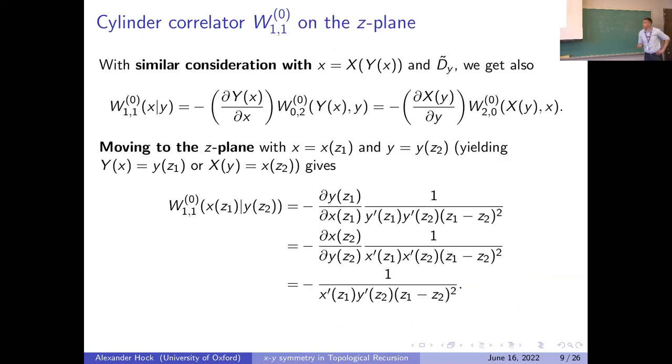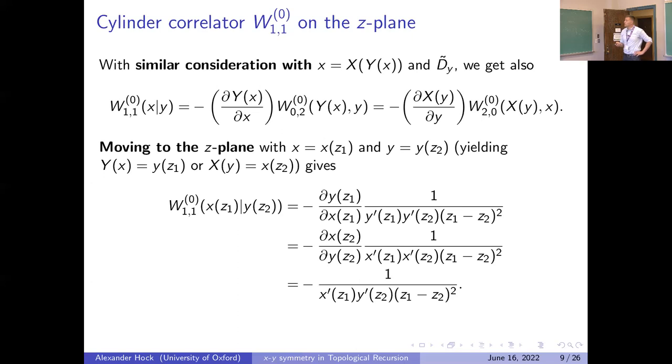Okay, we can go one step further. Or you can do first of all the same by acting with d tilde y on x on this function, and you see at the end it's the same result. And what we can then do is we can move to this z-plane. So we insert for x just x of z1 and y of z2, which means that capital Y of x is y of z1, and capital X of y is x of z2. Just insert it here, and you see that both expressions are actually then again the same, and this is then an expression on this z-plane if you want. So you pull it back to the z-plane where you have this result.